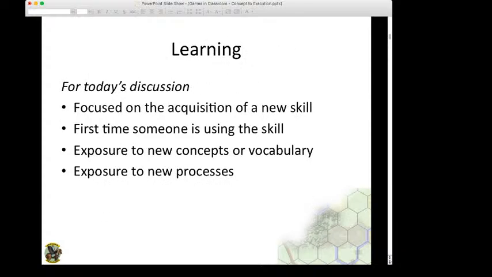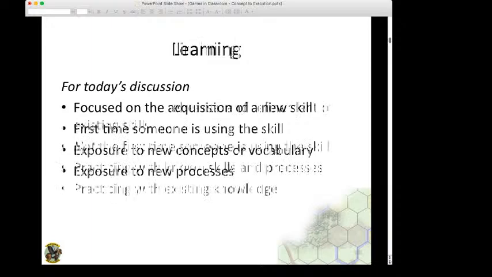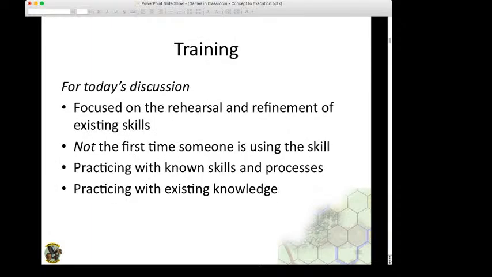So for today, learning: acquisition of a new skill, exposure to new concepts or vocabulary, exposure to new processes. Training: we're looking at things we already know how to do. This is not the first time you're using the skill. We are practicing it. We are practicing known skills. We are practicing existing knowledge. This is stuff I already know.